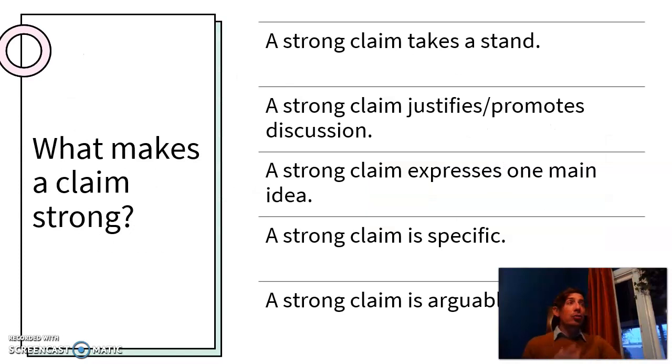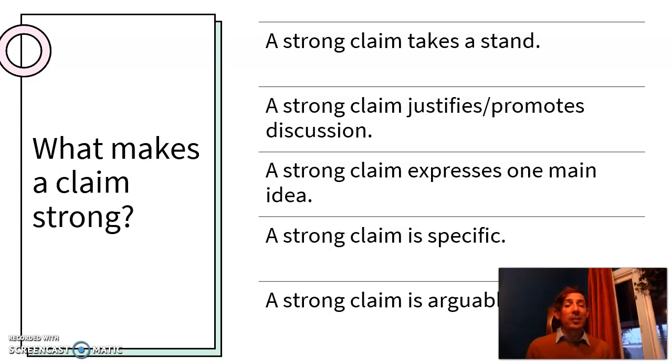All right, and now there are strong claims and weak claims. What makes a claim strong? Let's go through the list, and you can just imagine it's the opposite that makes a claim weak. A strong claim takes a stand. A strong claim justifies or promotes discussion. If you make a claim that's kind of half in, half out, like, yeah, I think that guns are pretty good, that's not taking a stand. It's really not going to promote much discussion.